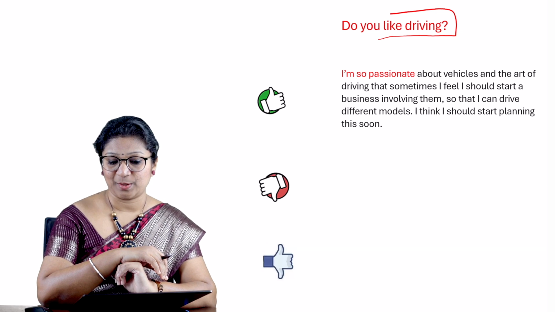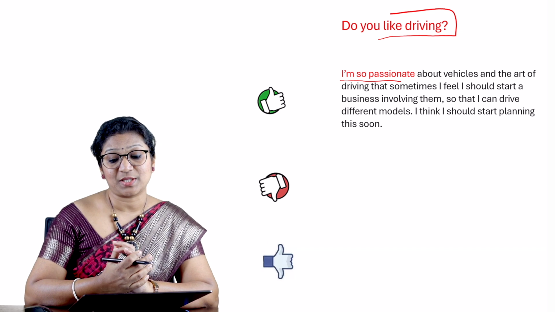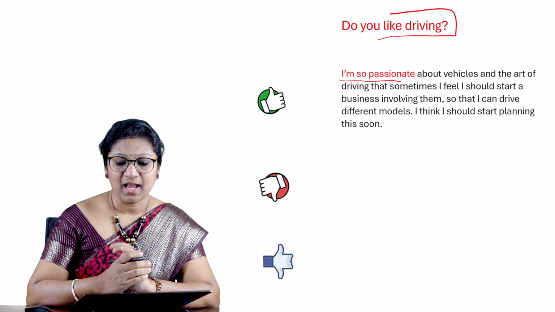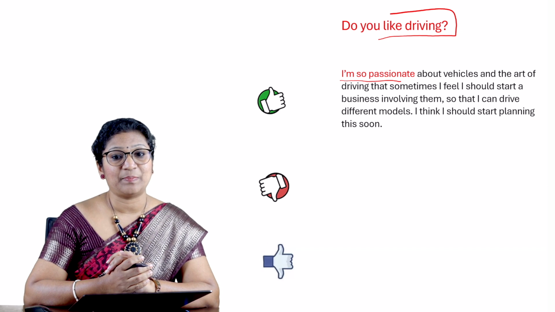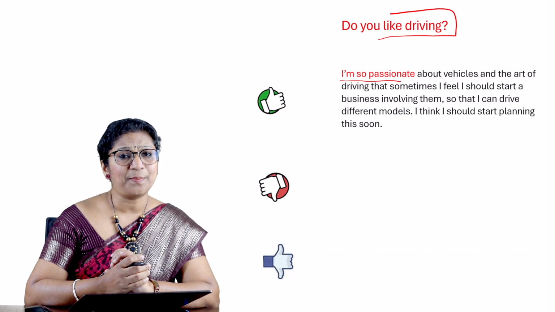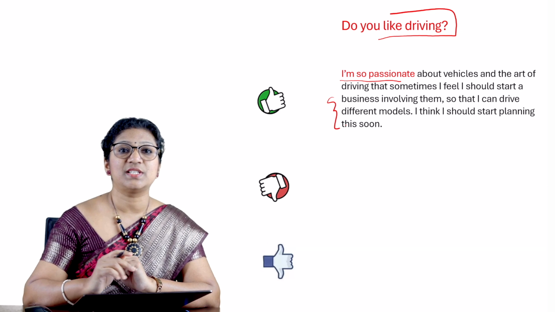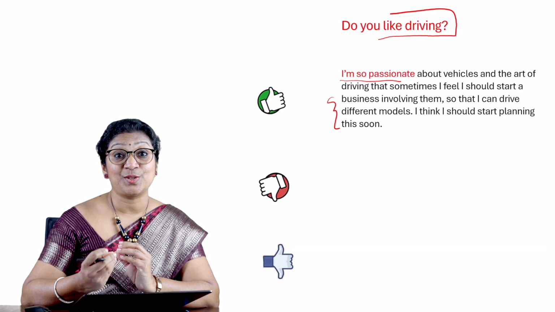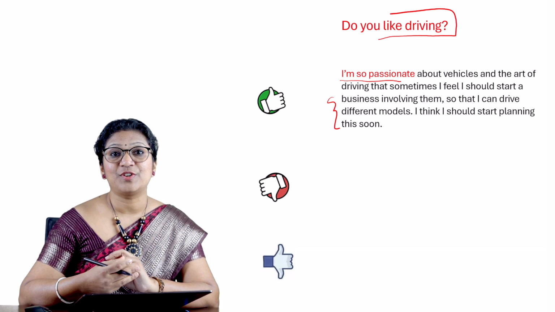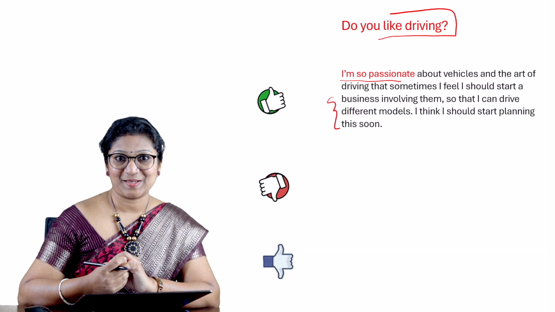If you like it, how can you begin? I'm so passionate. That's a usage here. I'm so passionate about vehicles and the art of driving that sometimes I feel I should start a business involving them so that I can drive different models. I think I should start planning this soon. See, you've built your reason for it. Why do you like it? Because you love vehicles. And why? You want to try out driving different models, and you're planning on starting a business related to it.